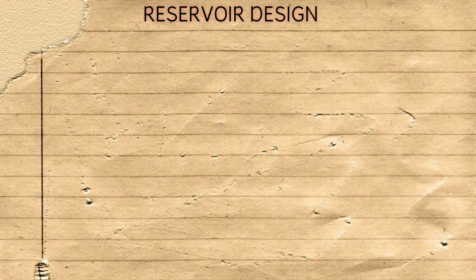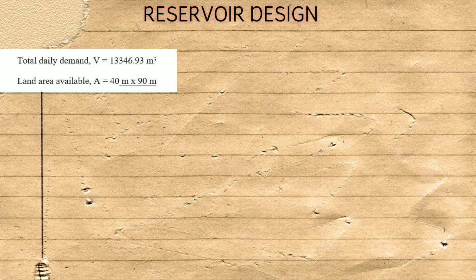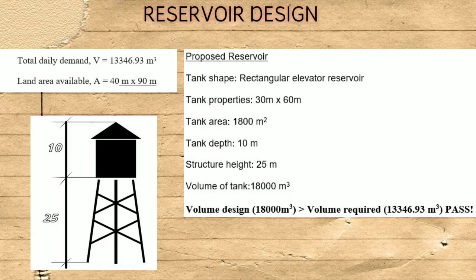Whether it is correct, proceed with reservoir design. From the previous calculation, the volume of total daily demand is 13,3400.93 meter cube and the land area is 40 times 90 meters. So this is our proposed reservoir. The details of the reservoir are listed, and the most important part is that the design volume must be greater than the volume required. So this design is considered pass.